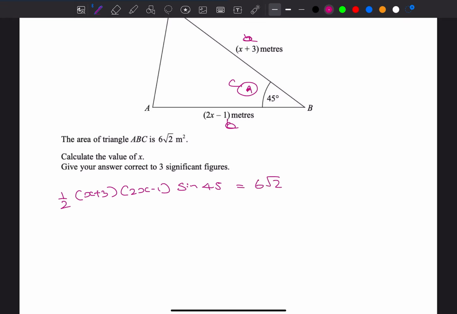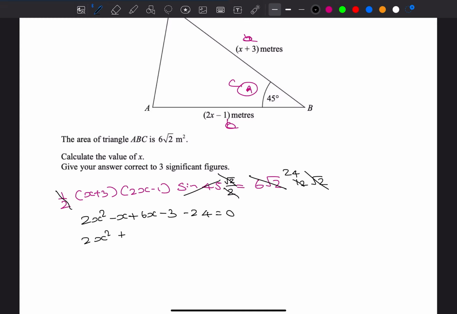Now, in order to get rid of this half, you double it on this side. If you double it, it's not 6 root 2, it's 12 root 2. Sine 45 is 1 over root 2, or basically it's actually root 2 over 2. Root 2 and root 2 can be divided both sides. This 2 will multiply it here, 24. Then if you expand it on this side, it's 2x squared minus x plus 6x minus 3. Bring in the 24, minus 24 equal to 0.